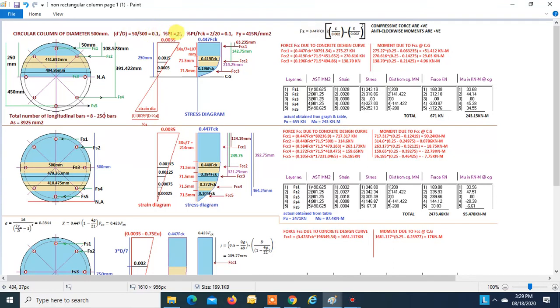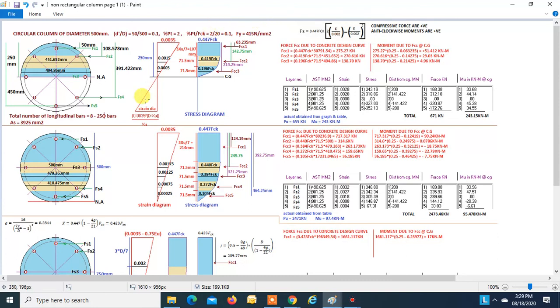Percentage of steel we are taking is 2. The total number of longitudinal bars is equal to 8 numbers of 25 dia bar. So As turns out to be 3925 mm square. So that is exactly 2%. So ratio of percentage of steel by fck, that is 2 by 20. fck we are taking as 20, so it is 0.1, and fy we are taking as 415.